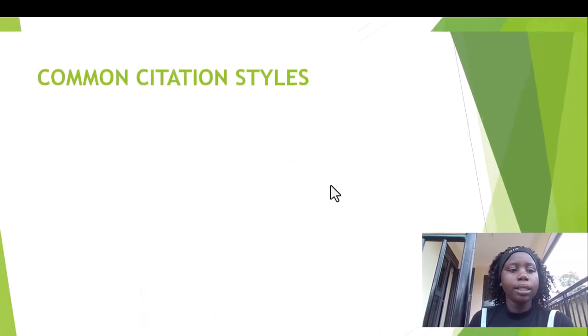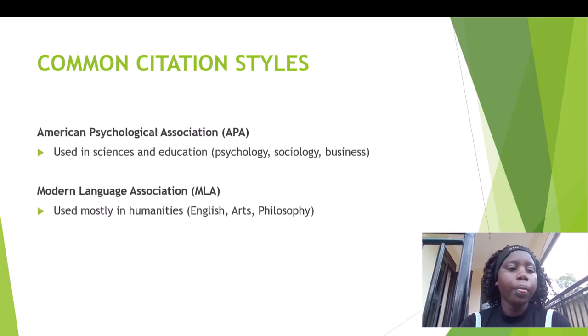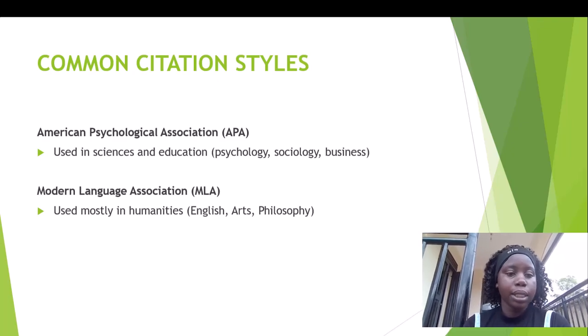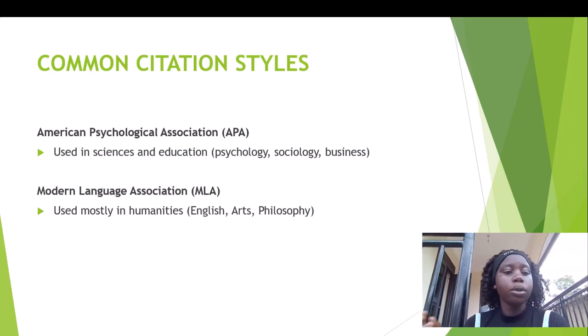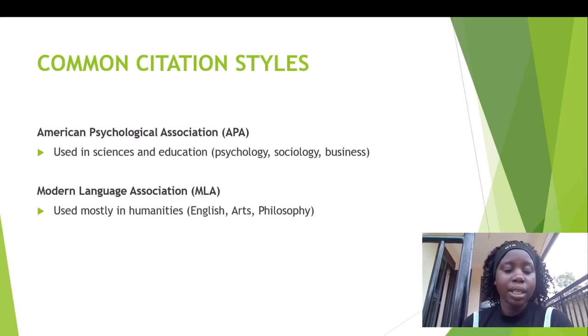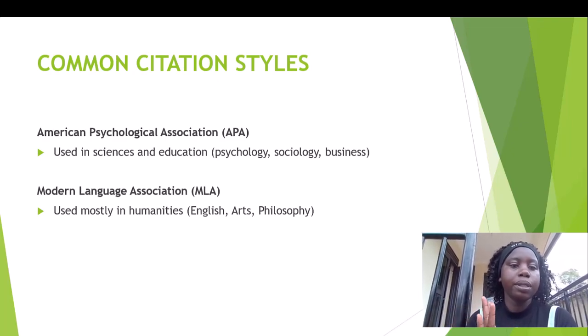And then the second part is common citation styles. Now I'm going to talk about the most common ones, that is the APA, which is American Psychological Association. This is mostly used in sciences and education. For example, we take psychology, sociology, and business. So this style of citation is always used in those specific fields.